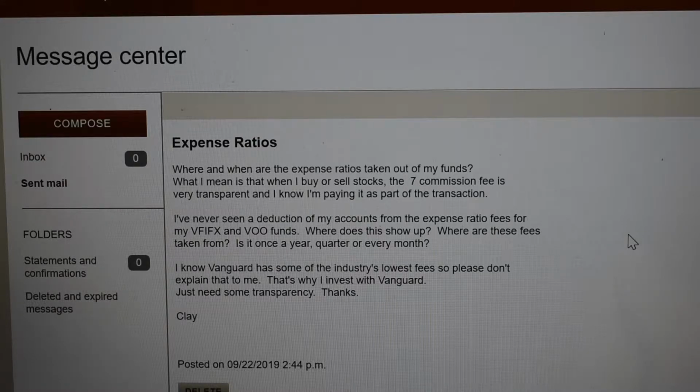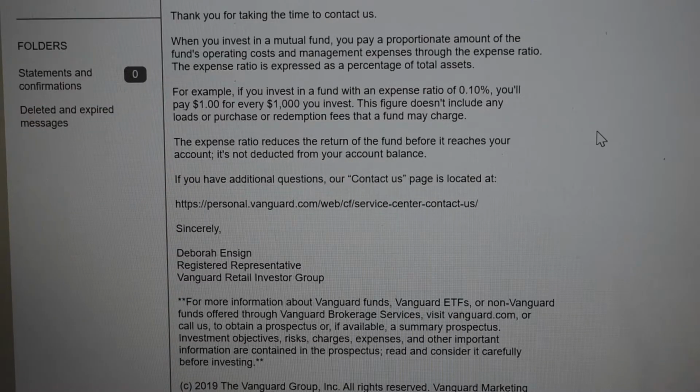Where are these fees taken from? Is it once a year, quarter, or every month? I know Vanguard has some of the industry's lowest fees, so please don't explain that to me. That's why I invest with Vanguard. I just need some transparency. Thanks. Okay, so this is their first response.